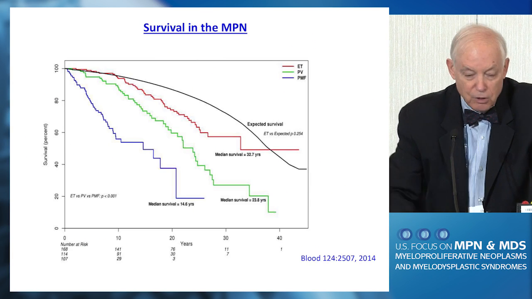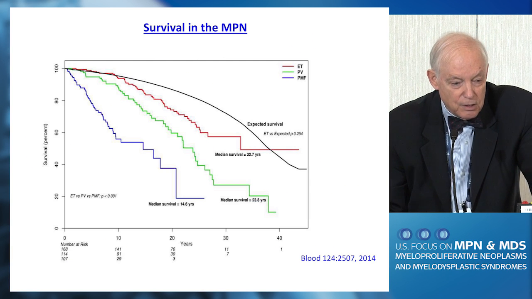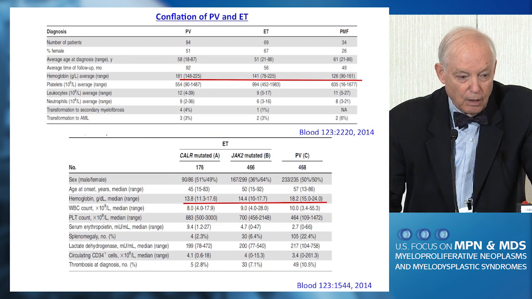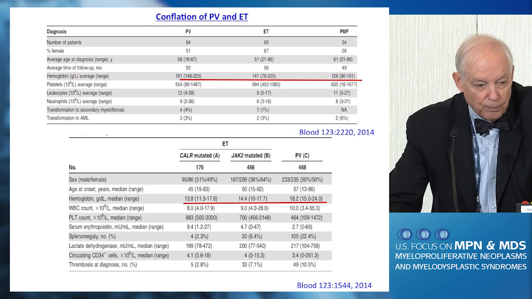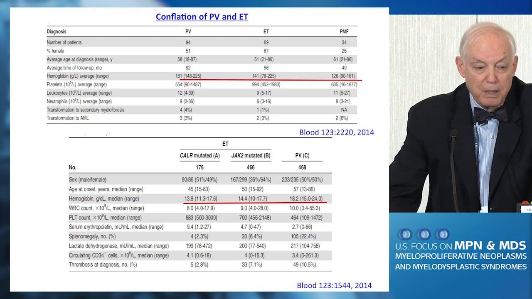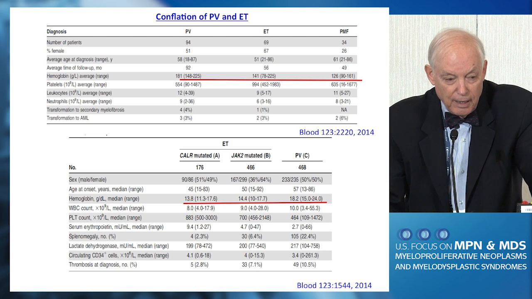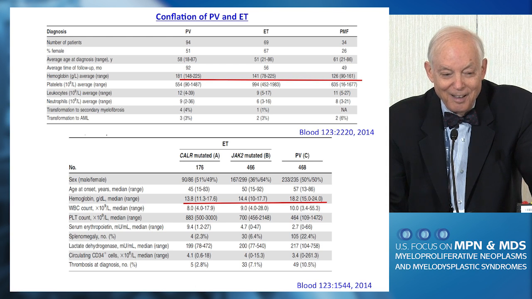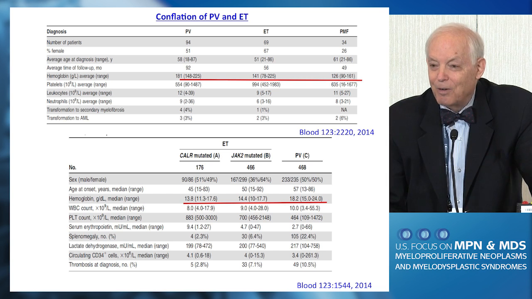And then here, if you look at survival, what you find out is here's the survival of ET, it's almost normal. Here is PV, here's PMF. So why do I tell you that? Well, I hope you can see this. This is 2 articles from a leading journal in hematology, Blood, where PV and ET are conflated. And if you just look at the hemoglobin values in each, okay? And there's this overlap.